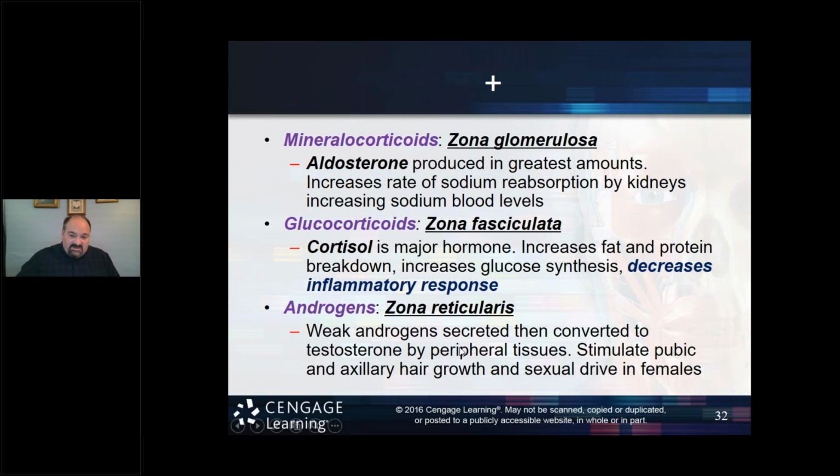And then androgens, these are interesting. So in the reticular area, this inner area adjacent to the medullary region, weak androgens, these are precursors to testosterone and such, and can then be converted to testosterone by the peripheral tissues. So these precursor androgens stimulate pubic and axillary hair growth, and sexual drive in females. So it's not just for males, it's for females also. So know that. Okay. And then really primarily where will we have testosterone production for the males? This would be in the testes. Okay, and we'll talk about that when we get into the reproductive system.